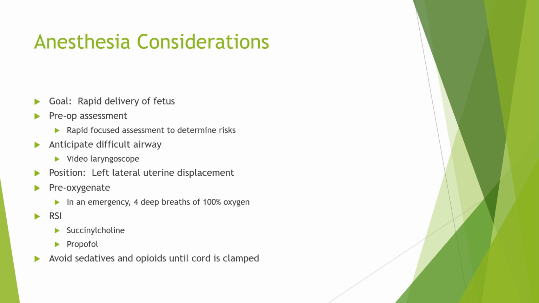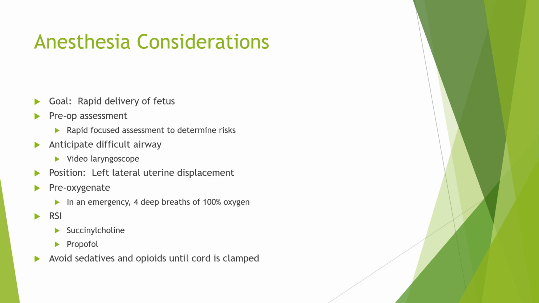Anesthesia considerations for an emergent C-section. The goal of a Category 1 is rapid delivery of the fetus when there is a threat to maternal or fetal life. There are certain risks that we need to anticipate, which include difficult airway, hemorrhage, and aspiration.